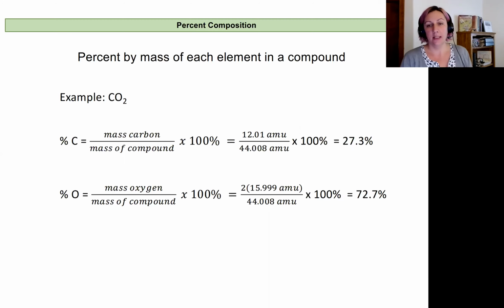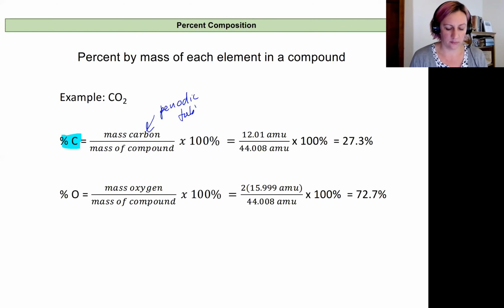And really what it's going to do is tell us what percent of the overall compound is a specific element. So to calculate percent mass from a compound, if we knew its chemical formula, we would really just need to know the molar mass of the overall compound and the atomic mass of the individual elements. So let's look at an example of that using carbon dioxide. So we have CO2. To understand what the percent of carbon is going to be, we would take the mass of carbon, and this is going to come from my periodic table. So it's at 12.01 atomic mass units.